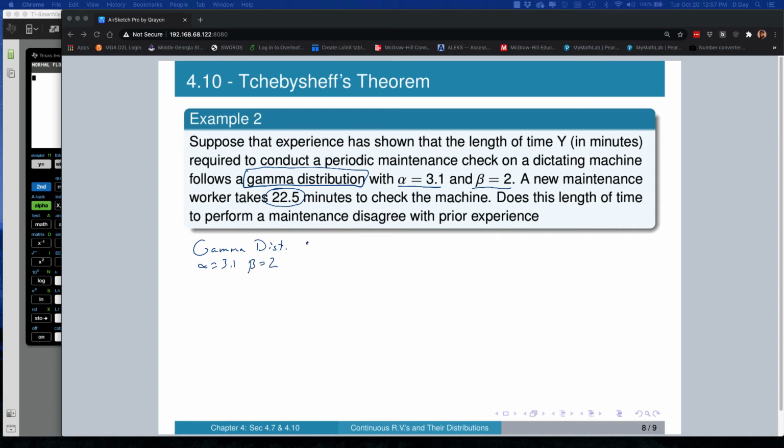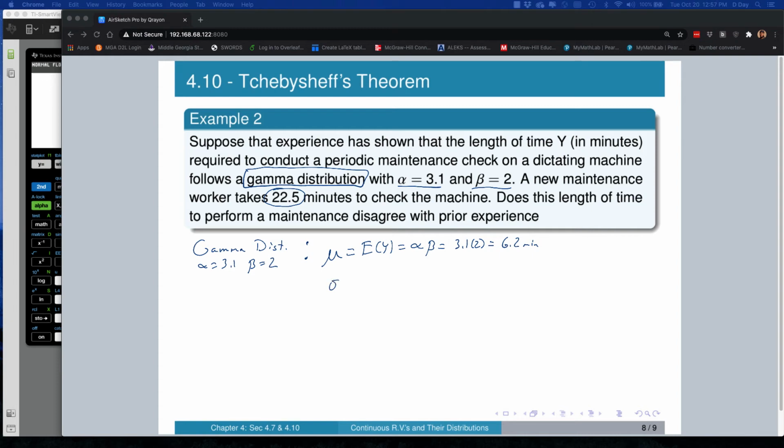So we need to know that the mean, which is the expected value of y, if we recall from that previous lecture on gamma, is just alpha times beta. So that's just 3.1 times 2, which means that the mean for the number of minutes required to conduct this maintenance check in prior experience was 6.2 minutes. All right, so that's an important piece of information.